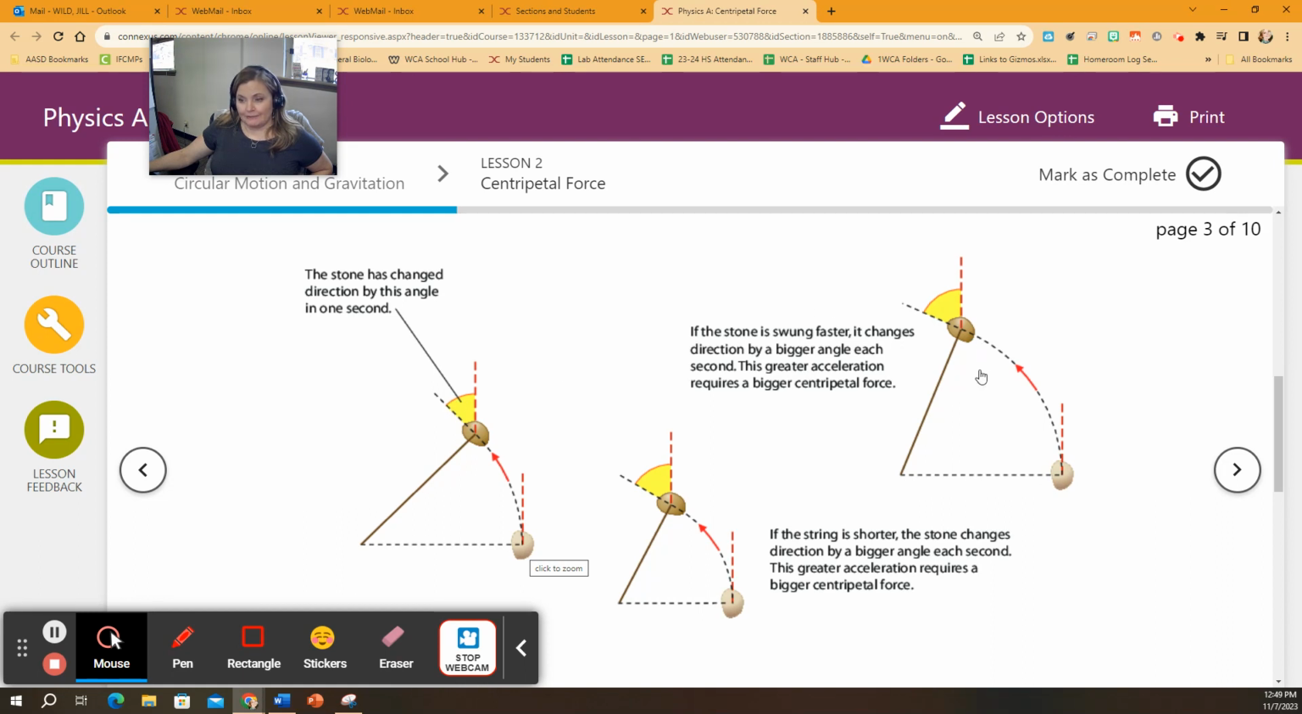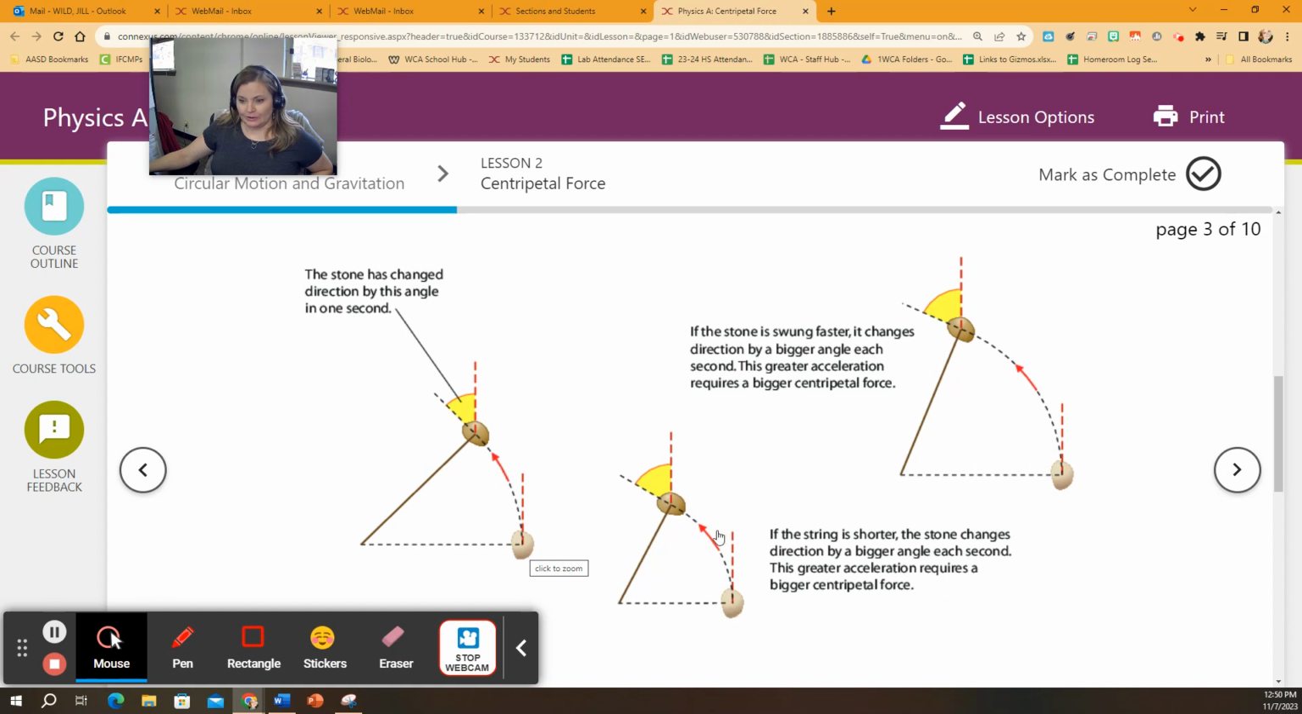If I change how fast I'm swinging it, it's going to be able to move farther in the same second. So now the angle has changed more, so we can see a greater acceleration. If it's a shorter rope or shorter string, it can actually move through the distance quicker.